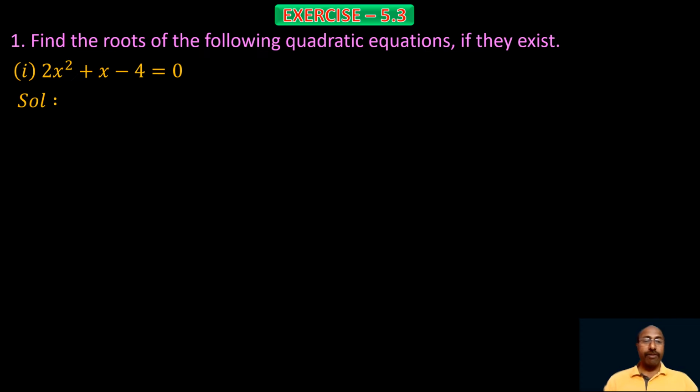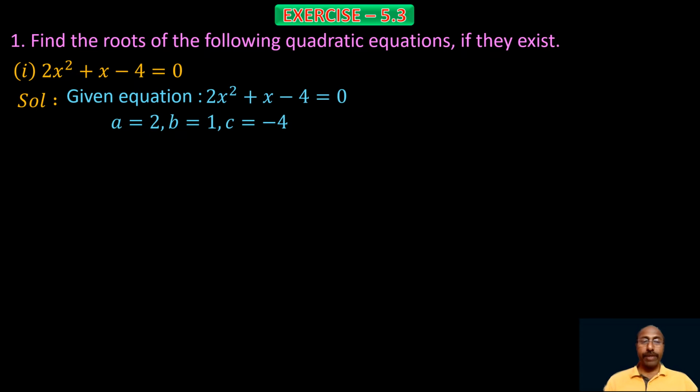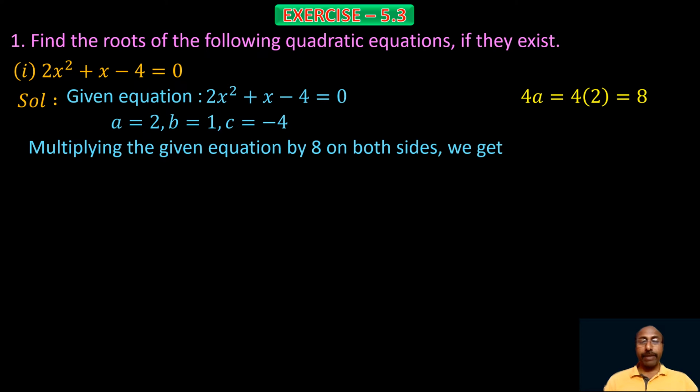Okay, so first take the given equation. The given equation is 2x square plus x minus 4 equal to 0. Comparing this equation with the standard form, a equal to 2, b equal to 1, c equal to minus 4. And in the working rule, first we multiply the whole equation by 4a. That is 4a equal to 4 into 2, which is equal to 8. So multiplying the equation by 8 on both sides, we get 8 into 2x square plus x minus 4 equal to 8 into 0, which is 0.